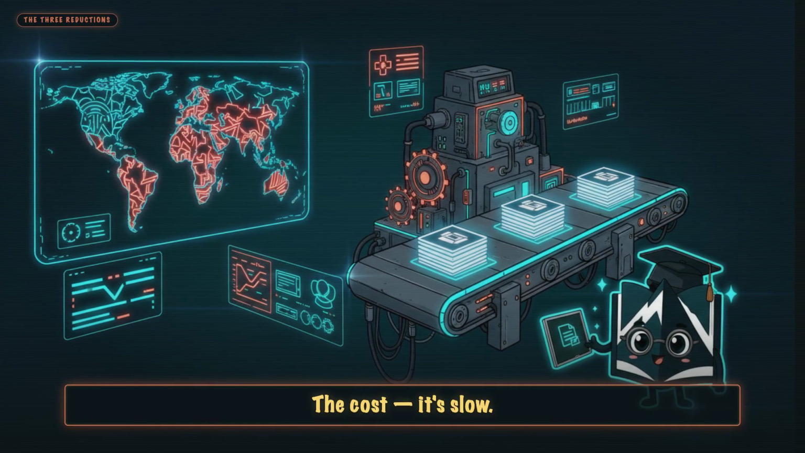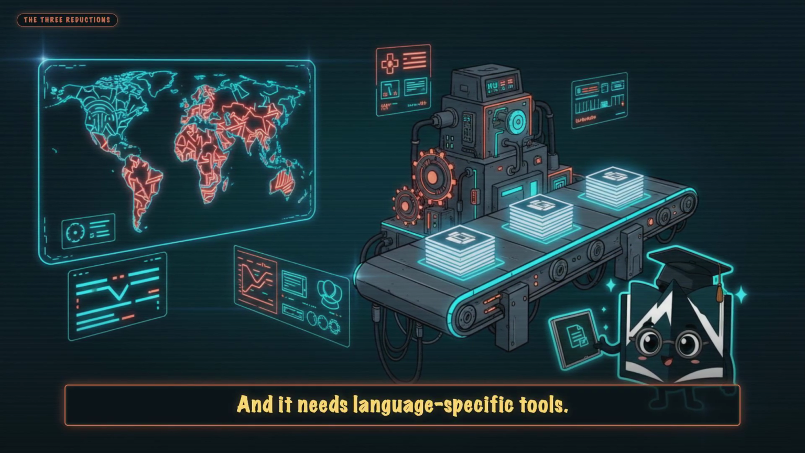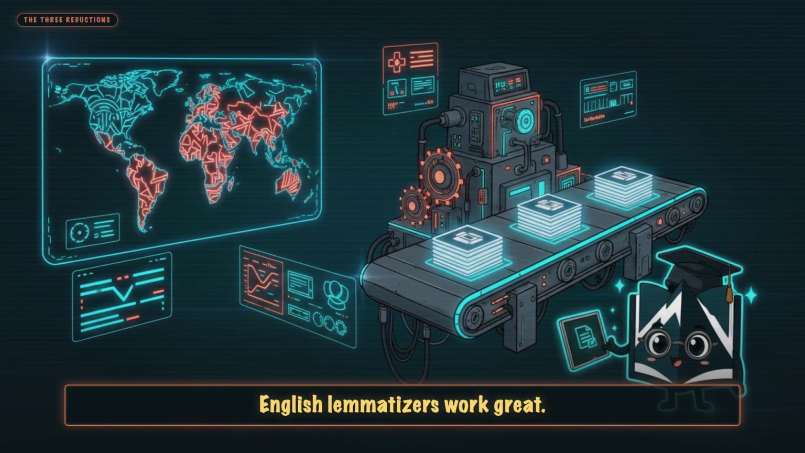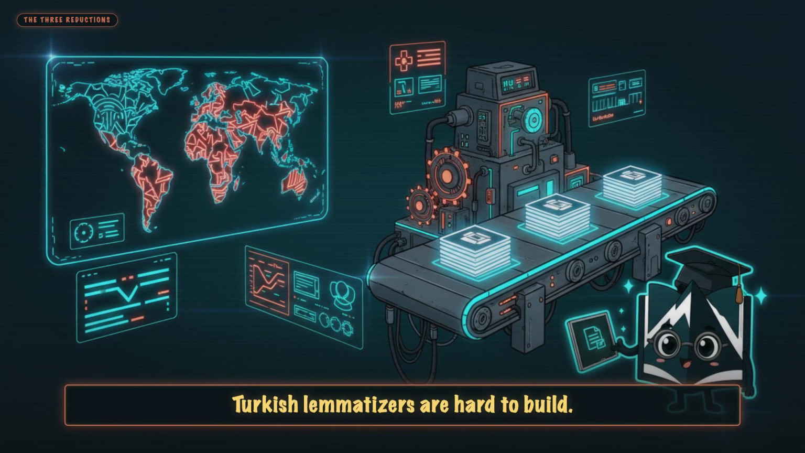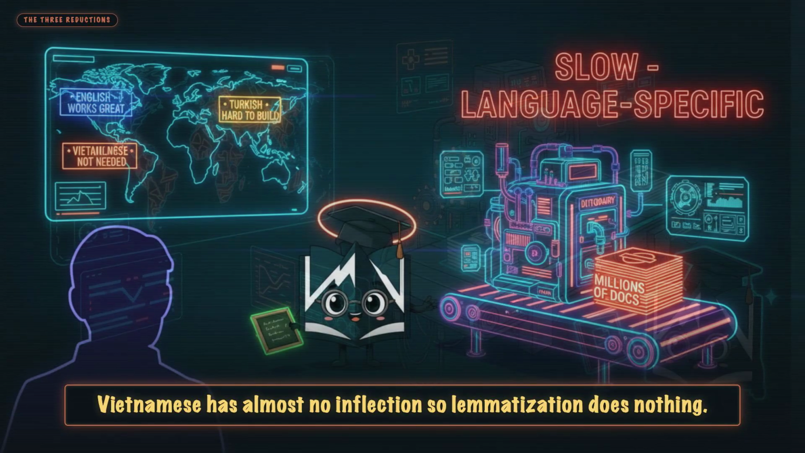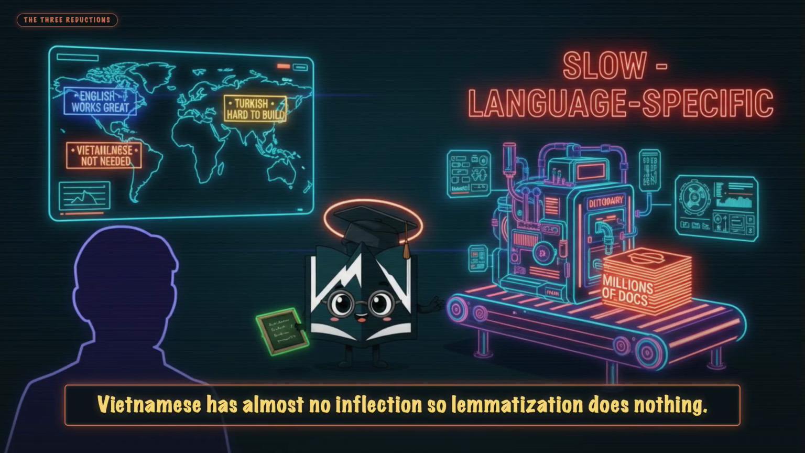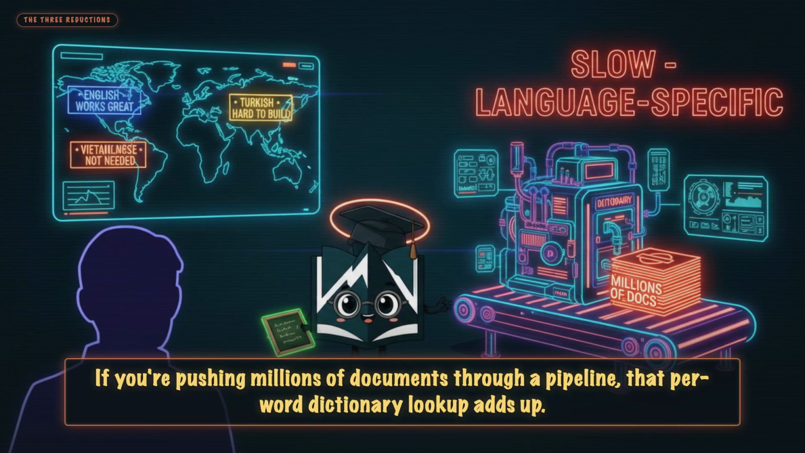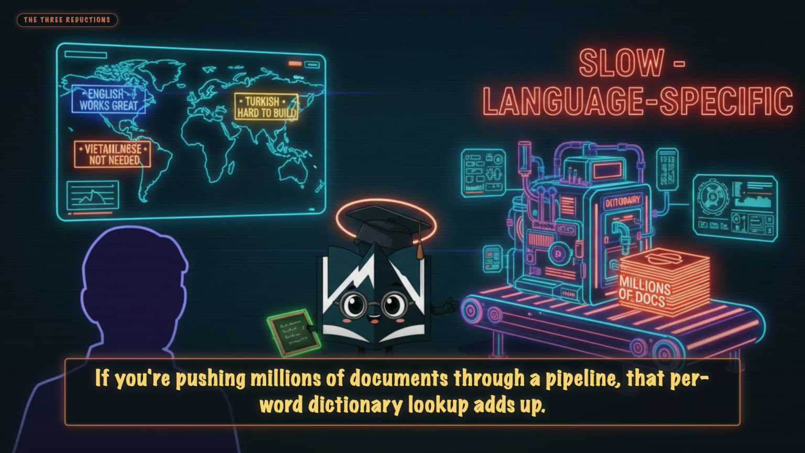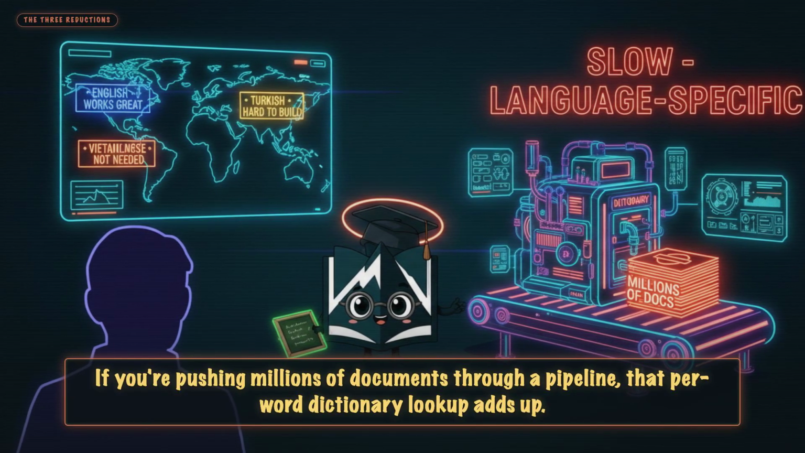The cost? It's slow. And it needs language-specific tools. English lemmatizers work great. Turkish lemmatizers are hard to build. Vietnamese has almost no inflection, so lemmatization does nothing. If you're pushing millions of documents through a pipeline, that per-word dictionary lookup adds up.